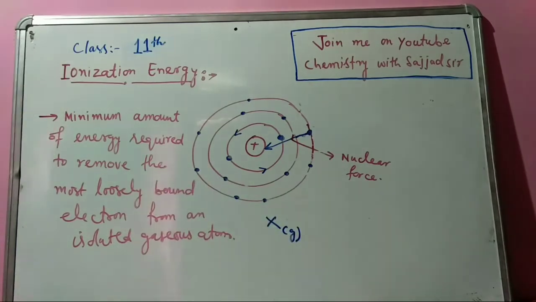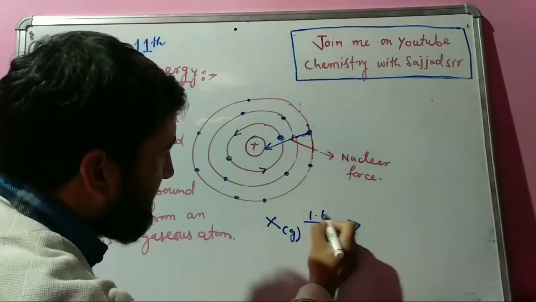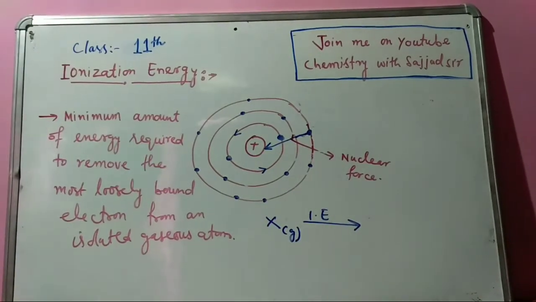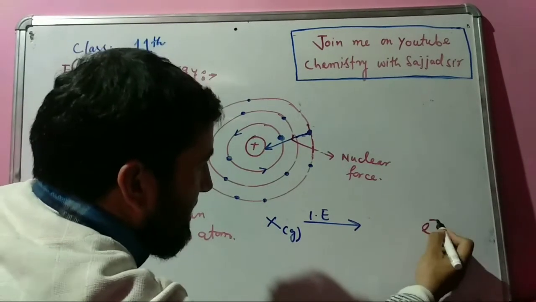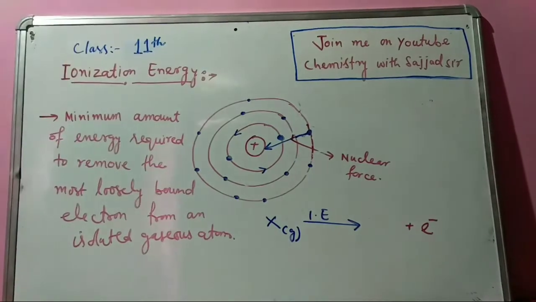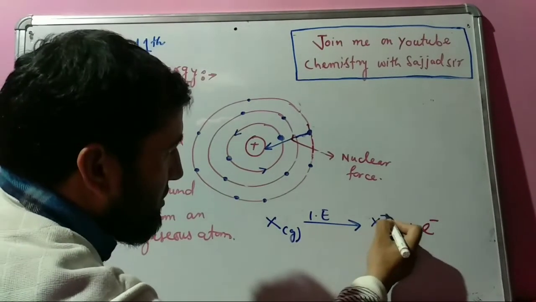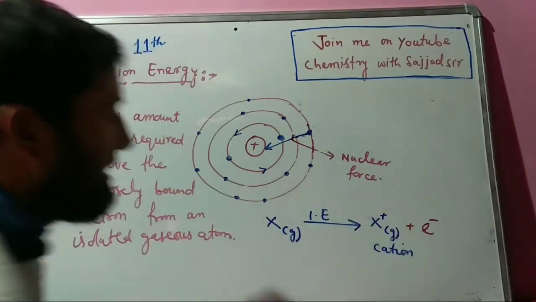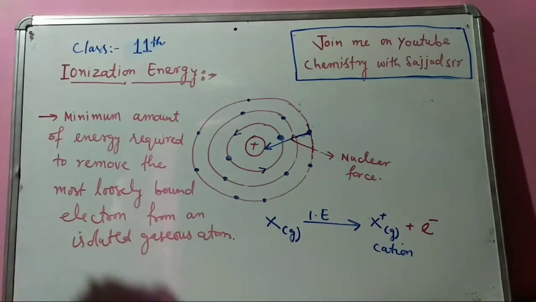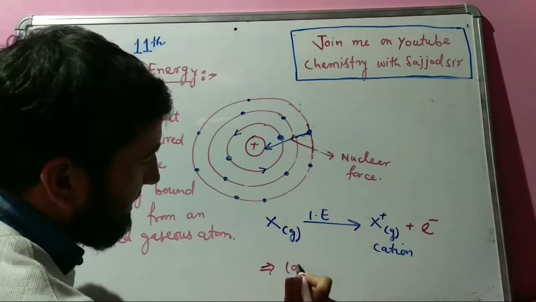Say X is the isolated gaseous atom. Now if we supply the ionization energy to this X, with the help of this ionization energy it loses the outermost electron. And when a neutral gaseous atom loses an electron, it results in the formation of a positive ion, that's X positive. So X positive is the cation. Hence by supplying the ionization energy to the neutral atom, it changes into a cation. So ionization energy results in the ionization of an atom.